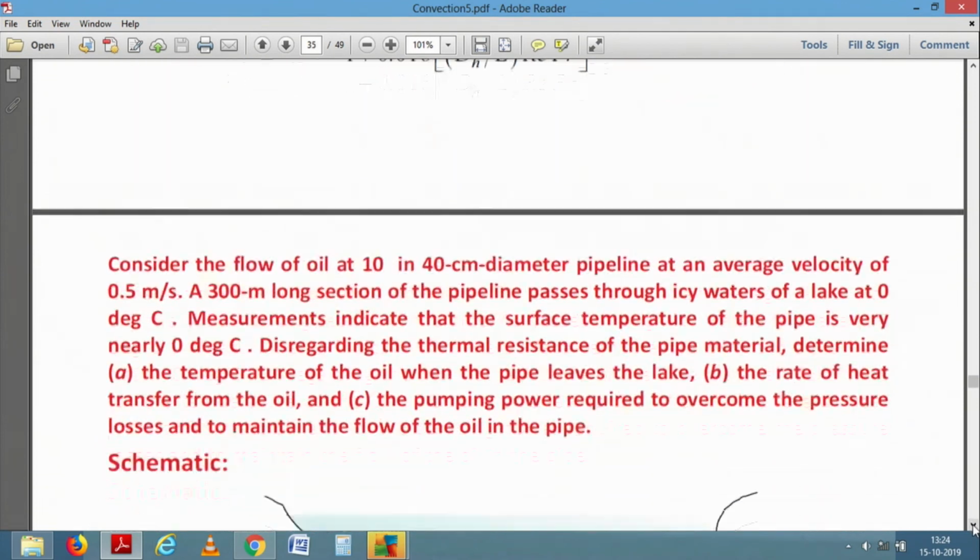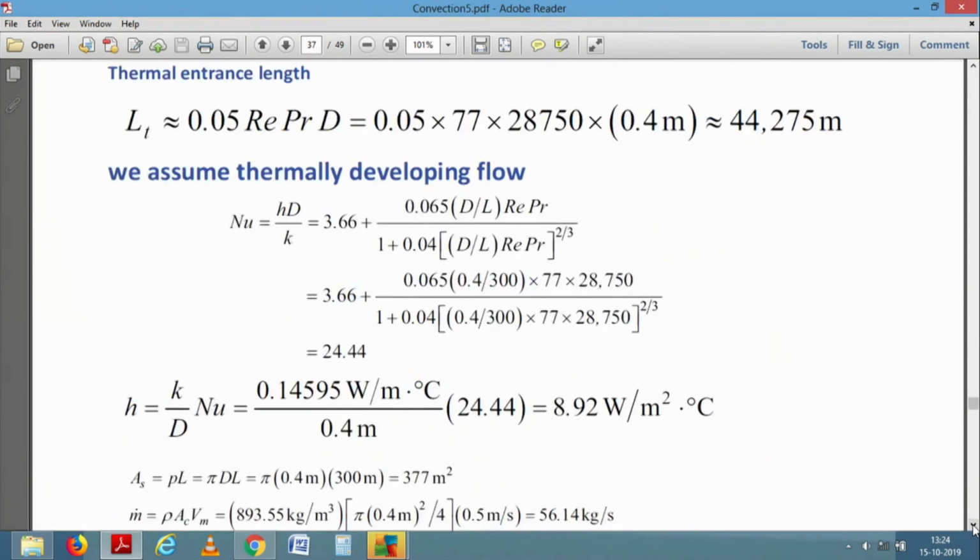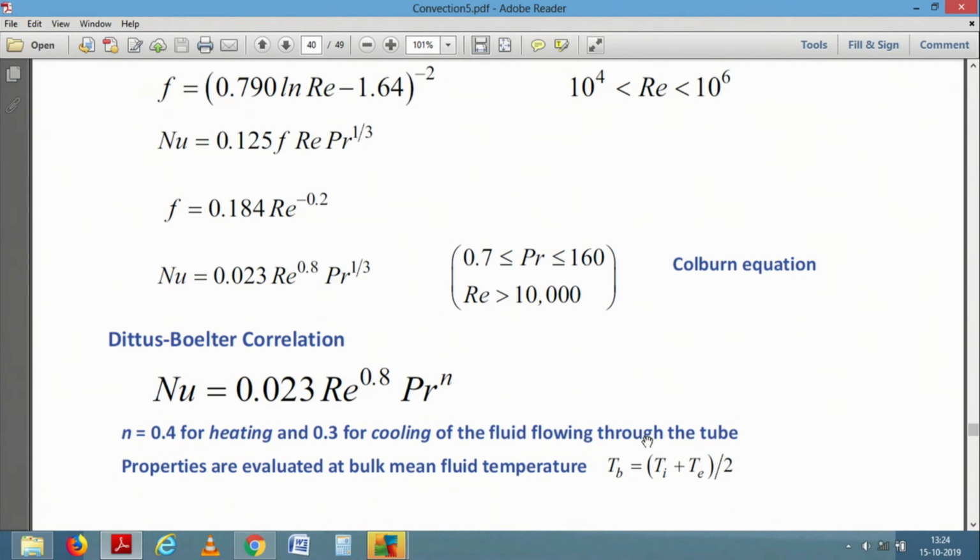And if you are talking of turbulent flow, there is no special formula. You are just going to deal with a correlation called the Dittus-Boelter correlation, which is very common and very powerful. It is 0.023 Re to the power 0.8 Pr to the power n. n is 0.4 for heating of the fluid, 0.3 for the cooling of the fluid, and the properties are evaluated at the bulk temperature of the fluid. Ti plus Te by 2 is what is used.